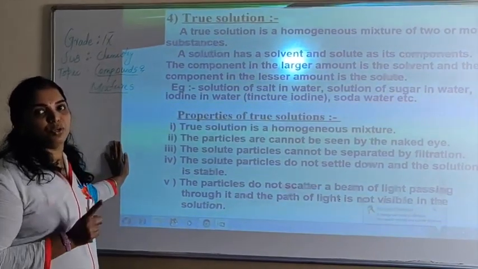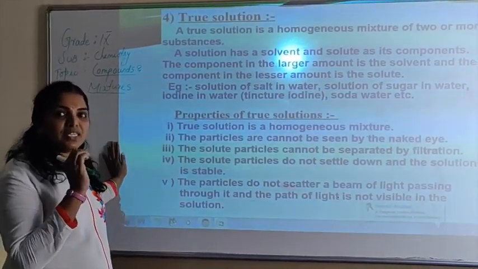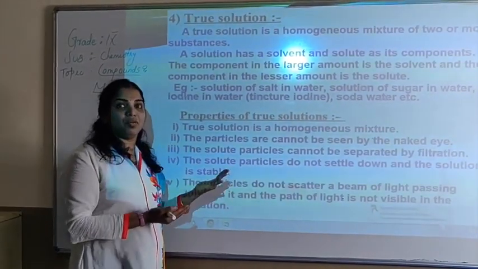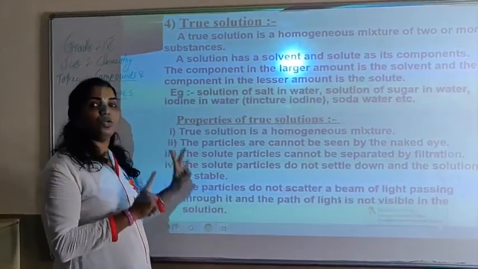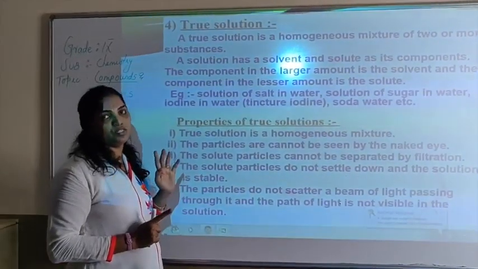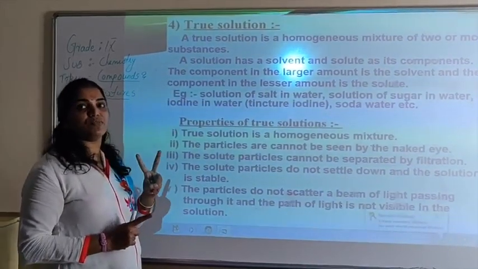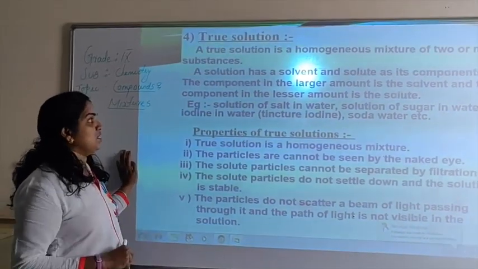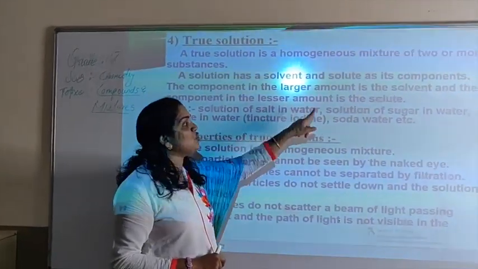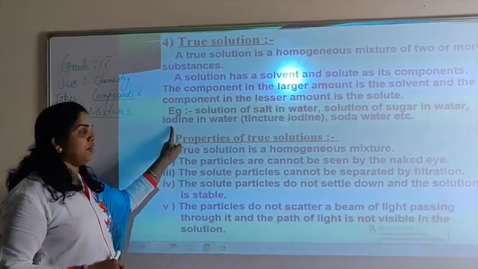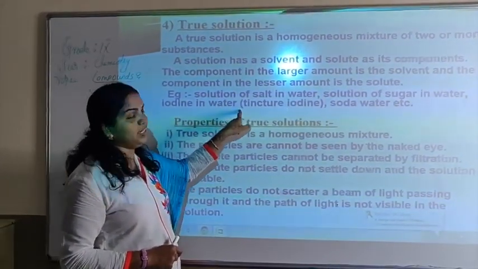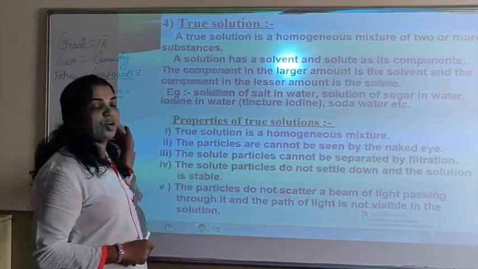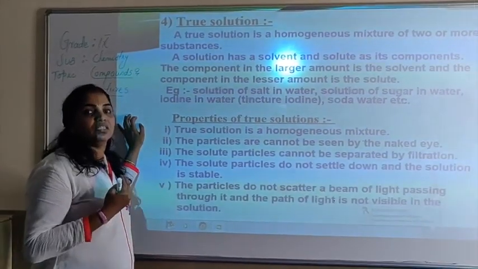What is the meaning of solute? The component which is present in smaller quantity is known as the solute. The component which is present in larger amount is called the solvent. Solute and solvent mix together to form a solution. So which are the 2 components of a solution? One is solute, another one is solvent. For example, a solution of salt in water, sugar in water, copper sulfate in water, iodine in water, called tincture of iodine, and soda water are examples of true solutions.